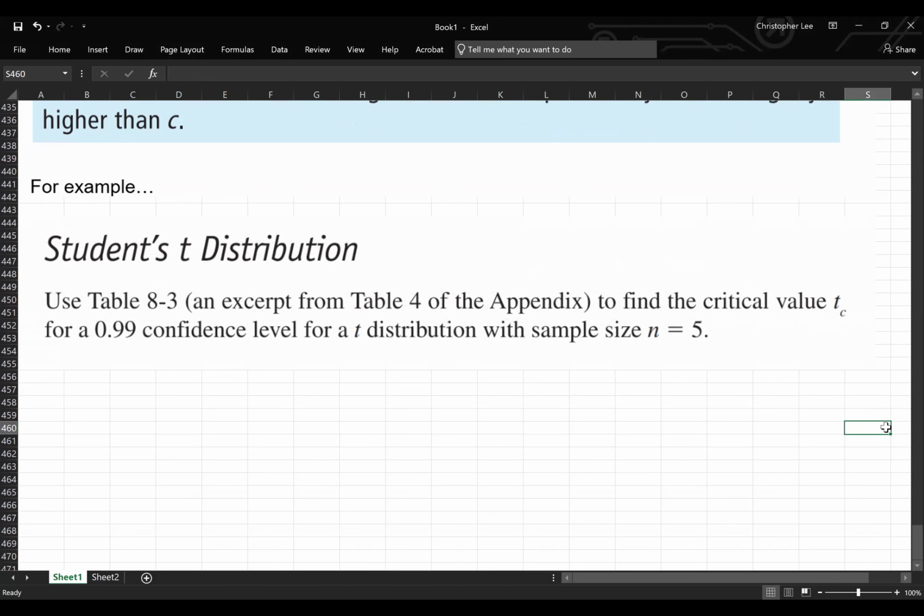So here's our first example, right? So we want to use this table, A3, right? An excerpt from Table 4 of the appendix, to find the critical value, t critical, for a 99% confidence level, right? So 99% confidence level for a t distribution with sample size n equals 5.